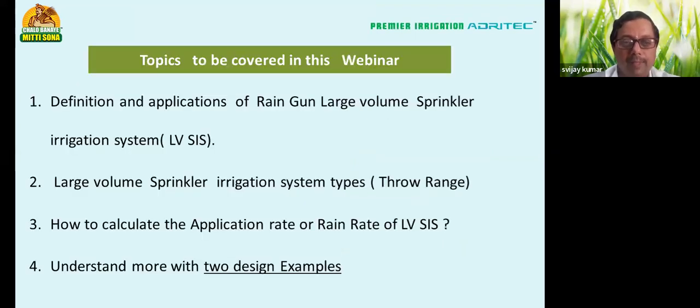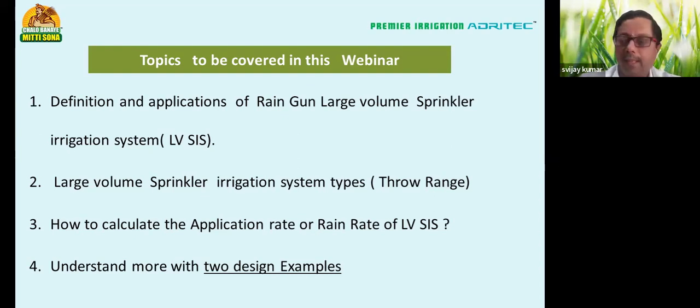In this webinar, we will be dividing it into four parts. In the first, we will understand what is the meaning of a large volume sprinkler irrigation or a large volume rain gun system, what are the different types of large volume sprinkler irrigation systems available in the market, and how do you calculate an application rate or the rain rate.